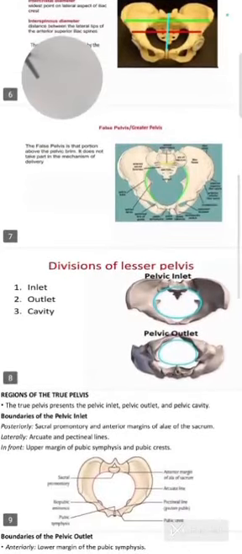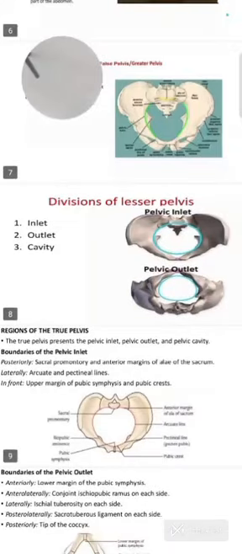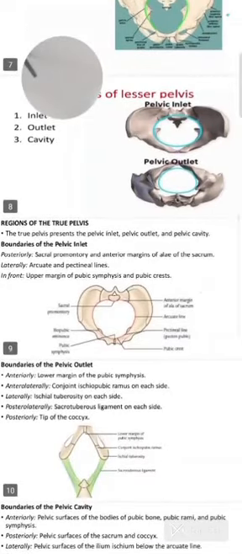Now we'll see about the divisions of the lesser pelvis. The lesser pelvis is divided into the pelvic inlet and the pelvic outlet, and the area between the inlet and outlet is the pelvic cavity. So the regions of the true pelvis: the true pelvis presents the pelvic inlet, outlet, and the pelvic cavity. We'll see the boundaries one by one.